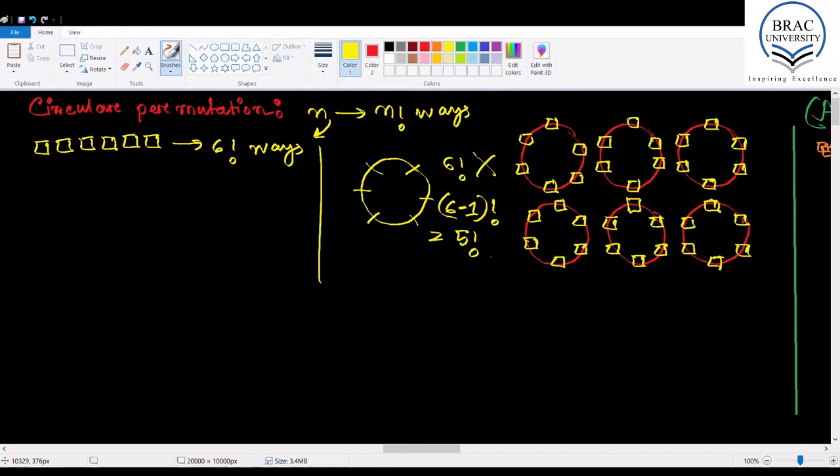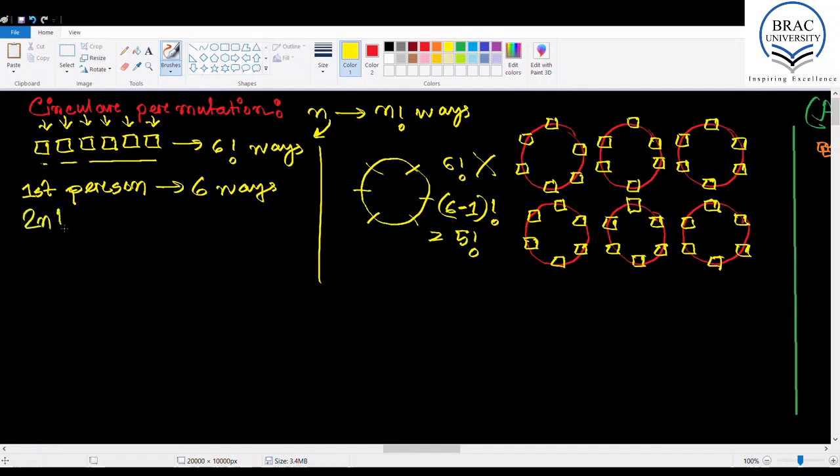To answer this question, we have to get back to the previous example. At first, we see that the first person who will sit in these slots will have how many options? 6 different options, right? So he can sit there in 6 different ways. How? He can choose the first one, second one, third one, fourth one, fifth one, sixth one, right?